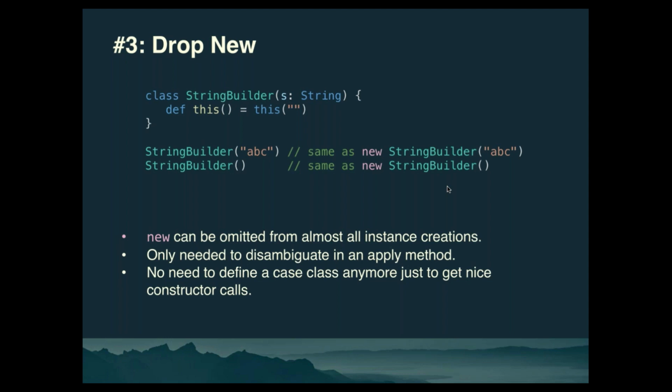New has become optional. One nice side effect is that you don't need to define a case class anymore just to get the nice constructor calls. In fact, we saw quite a few people writing case classes just to get basically the free constructor call, where they didn't care about the other aspects, pattern matching or the convenience methods. So in the future, you don't have to do that anymore. And also, you could say it makes the language more regular that way, because where you didn't need to write a new for case classes, now you don't need to write a new for any class. So that was my number 3.